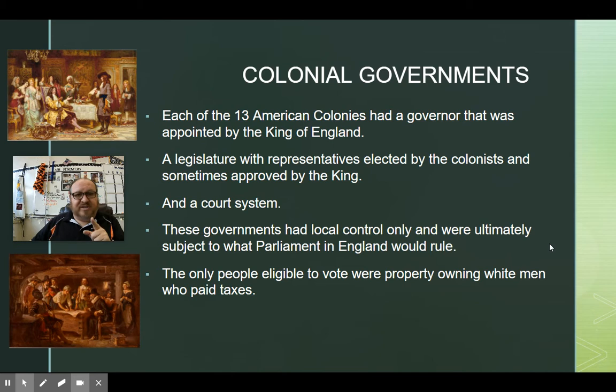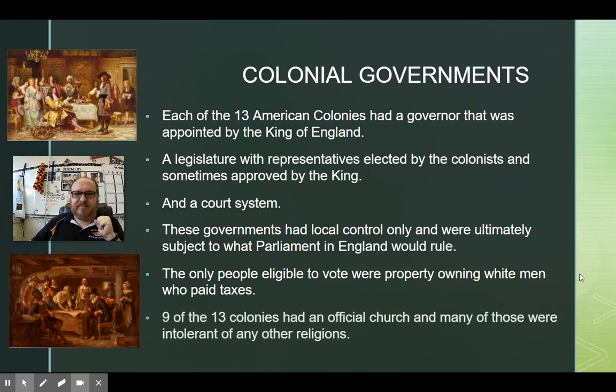Now, also, a little bit different, the only people who were eligible to vote in those colonies, in all of the colonies, they were all the same. The only people who were allowed to vote were property owning white men who paid taxes. Okay, so property owning white men, not property owning white women, not freed slaves, nobody else. Only property owning white men who paid taxes could vote. Now, also, 9 of the 13 colonies had an official church, and many of those were intolerant to any other religions.